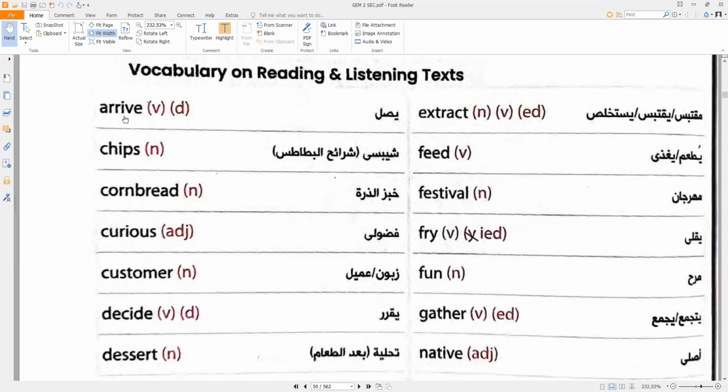For example, the Prime Minister arrived at the school yesterday. The Prime Minister arrived in Cairo yesterday. Chips, cornbread. Yeah, it was a traditional kind of bread that most of Egypt used to eat in the past. Till now, we have some regions that still use it.